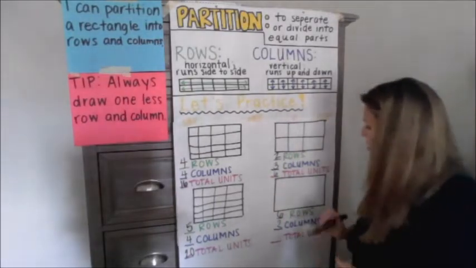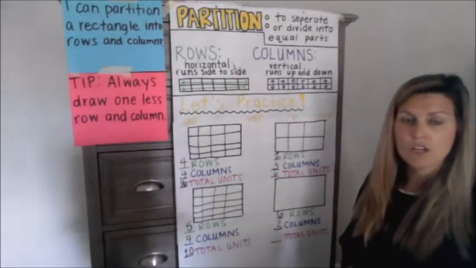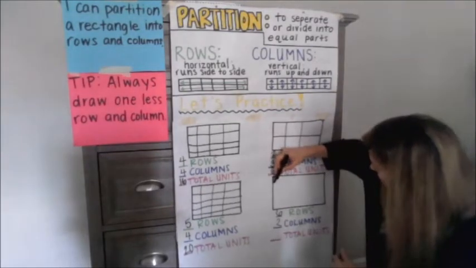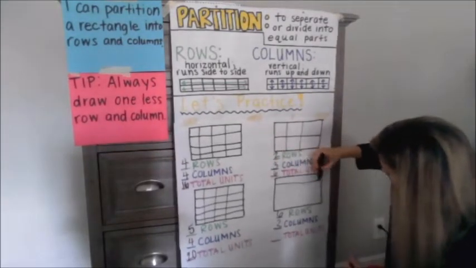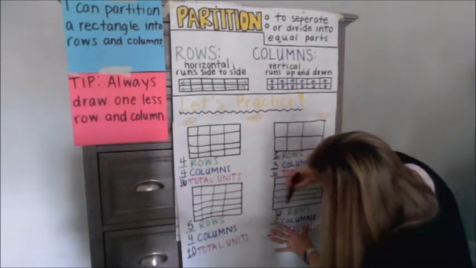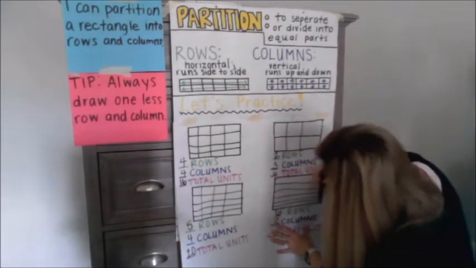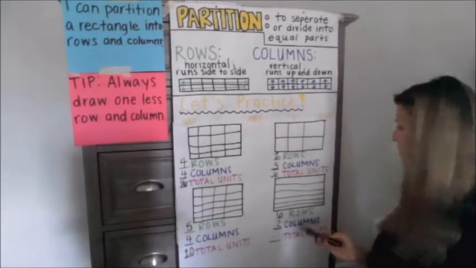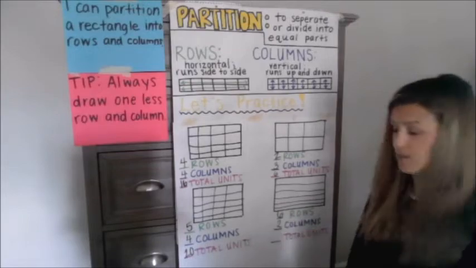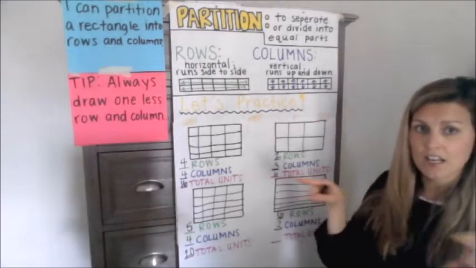All right, let's check our work here. So, in order to draw 6 rows, we need to draw 5 lines across. So let's go ahead here. 1, 2, 3, 4, 5. All right, so let's check our rows. 1, 2, 3, 4, 5, 6. We have 6 rows that go side to side.